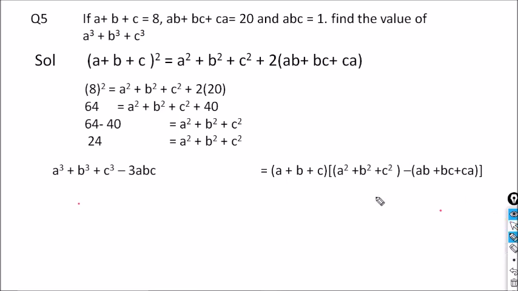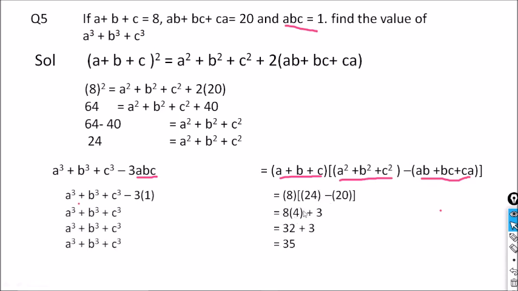These values are all given to you, so you will substitute the value for abc, which is given in the problem, the value for a plus b plus c, a square plus b square plus c square that we just found, and ab plus bc plus ca. So when we substitute all the values, we get 8 times 24 minus 20. By solving this, it is 24 minus 20, we get 4 into 8, 32. This 3 shifted to the other side, we get plus 3, and overall the value of a cube plus b cube plus c cube is 35.